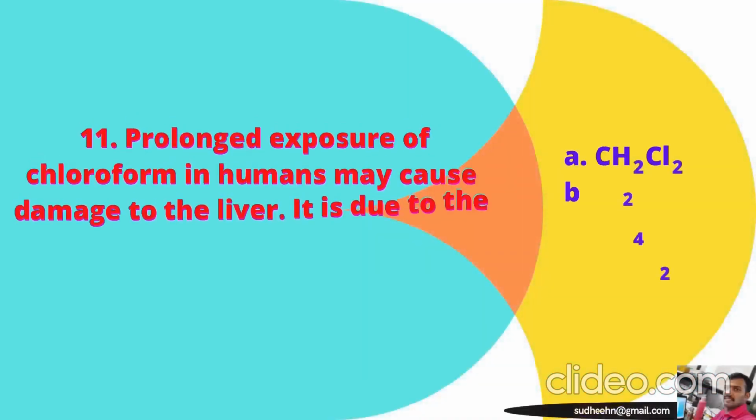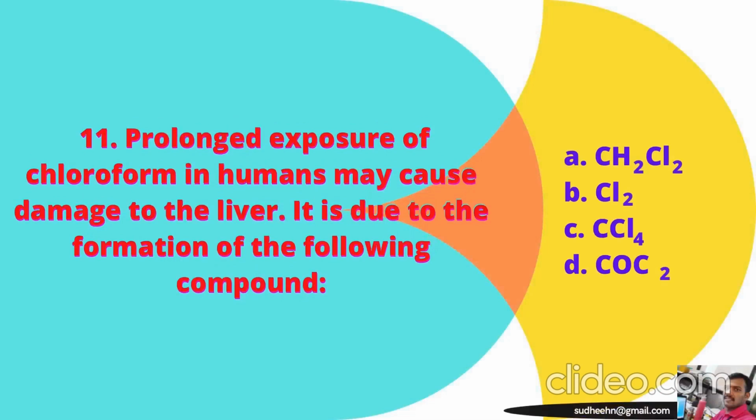Next question, question number 11. Prolonged exposure of chloroform in humans may cause damage to the liver. It is due to the formation of the following compound. First one is option A, CH2Cl2, that is dichloromethane. Option B, Cl2, that is chlorine gas. Option C, CCl4, that is carbon tetrachloride. And option D, COCl2.